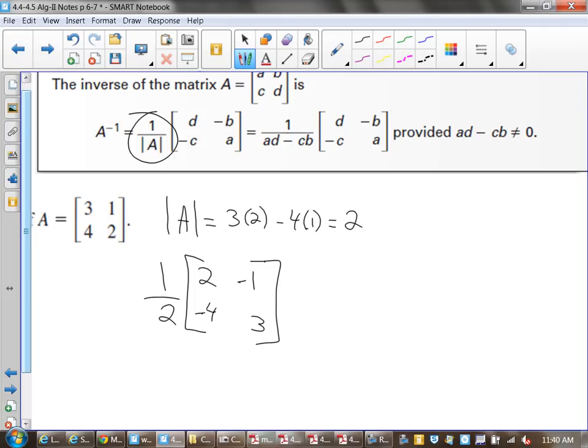What's half of 2? 1. So you get 1, negative 1/2. What's half of negative 4? And then 3/2. Do you remember when you were doing these things with the calculator, you were getting those funky looking fractions? Remember 17 over 10 and so on and so forth? Negative 3/5, things like that. This is why that happens.